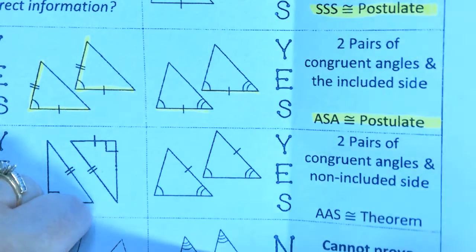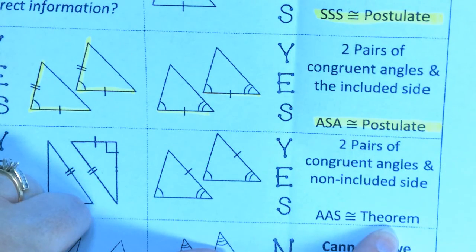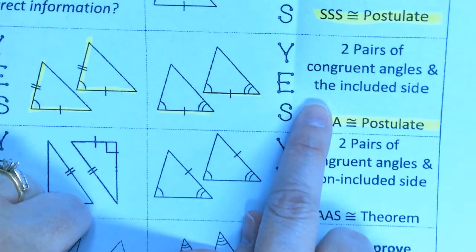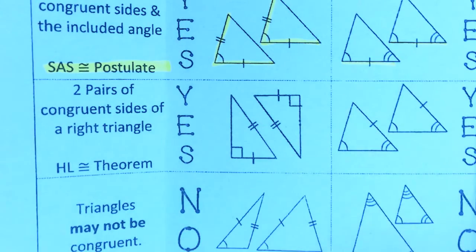So this is a theorem because it's derived from this one. The good news is you get to use it without going through all that process, but that's why it's a theorem instead of a postulate, because this one created this one. And this one is special all on its own. Like, it's not like any of the others.